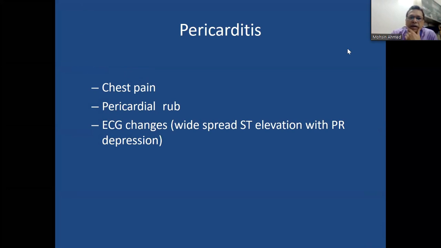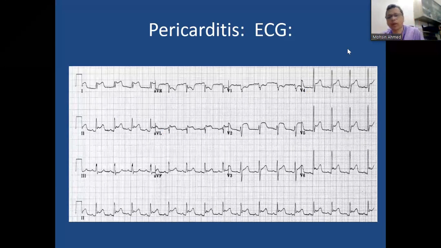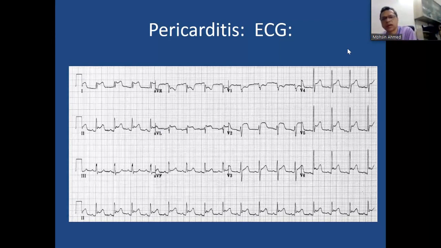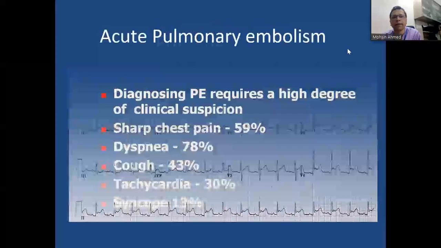In pericarditis, there is chest pain with a pericardial rub also. ECG changes should be widespread, in the limb leads. ECG changes are the diagnosis of pericarditis. Also, there is history of a recent viral phase before pericarditis.